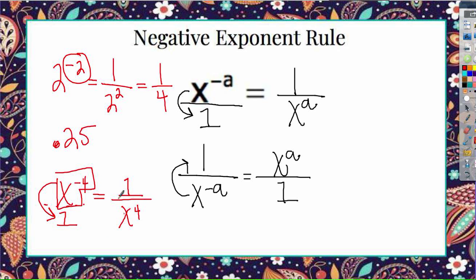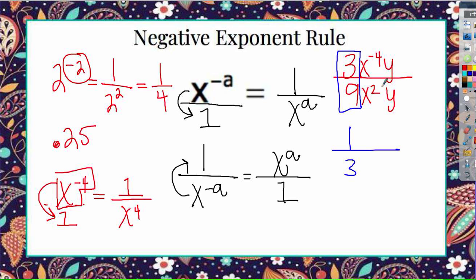Now the reason why I'm not just saying flipping it is because sometimes you'll have examples with several different things. You might have like 3x to the negative 4th y over 9x squared y, and I'm not about to just flip this entire fraction. I'm going to do what I know to do with the 3/9. That's going to reduce to 1/3. Then x to the negative 4 over x squared, if I followed the quotient rule at first, it would be x to the negative 4 minus 2, which is going to leave me with x to the negative 6th, and then the y over y would cancel.